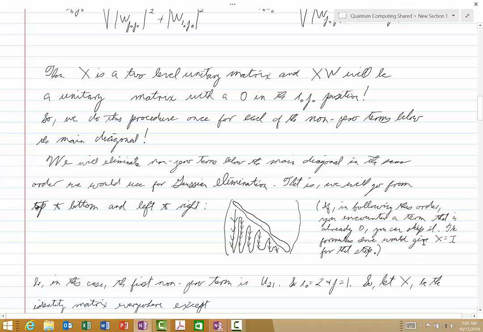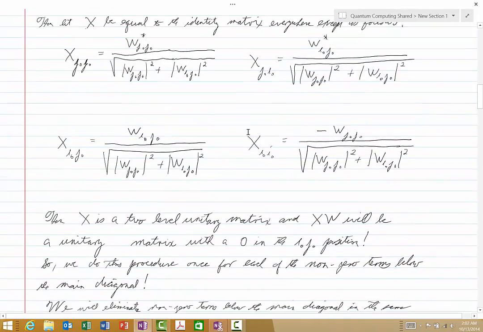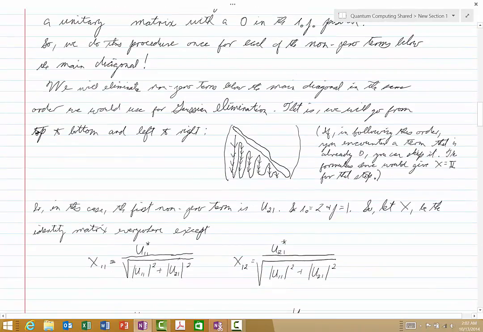The formulas above would give you that X is equal to I for that step anyway, so you don't have to really calculate it for that step. Let's just say that you can skip that step.